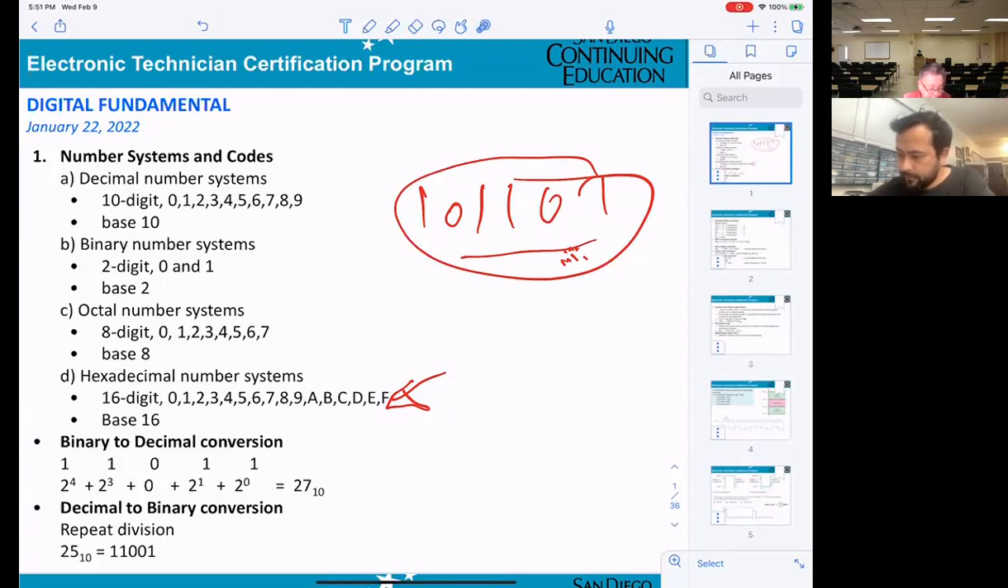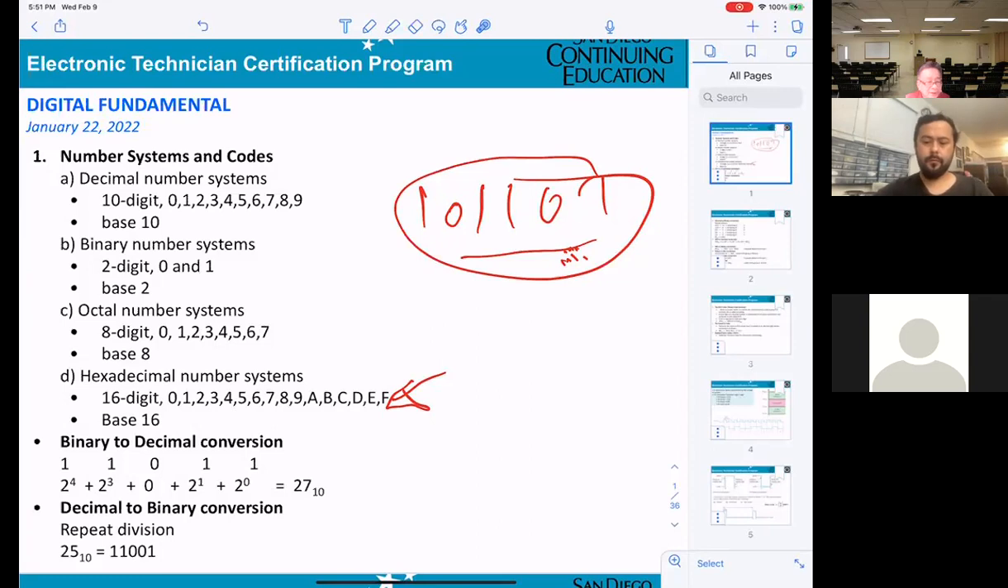Now, for the binary 11011, you don't know what number it is. The thing is that the computer. So in order to understand, you have to convert the binary to decimal. So you know what the number is. Okay. Now I tell you how to convert it. Binary to decimal.